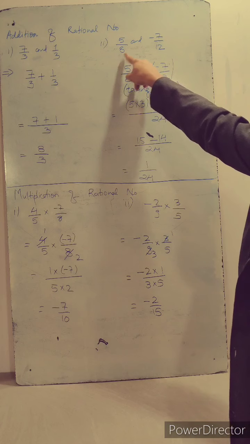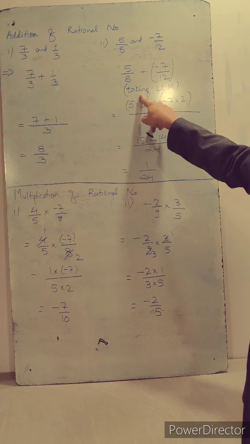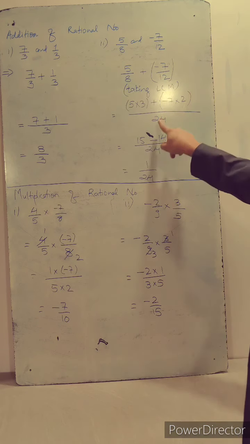But when the denominators are different, we have to take LCM. So LCM of 8 and 12 is 24. 8 into how much gives 24? That is 3. So we'll multiply 5 by 3. The plus operator remains as it is. The minus operator remains as it is. 12 into how much gives 24? That is 2. So we'll multiply this 7 by 2. 5 into 3, 15. Minus 7 into 2, minus 14. Plus minus, overall sign is minus. 15 minus 14 is 1. Final answer is 1 by 24.